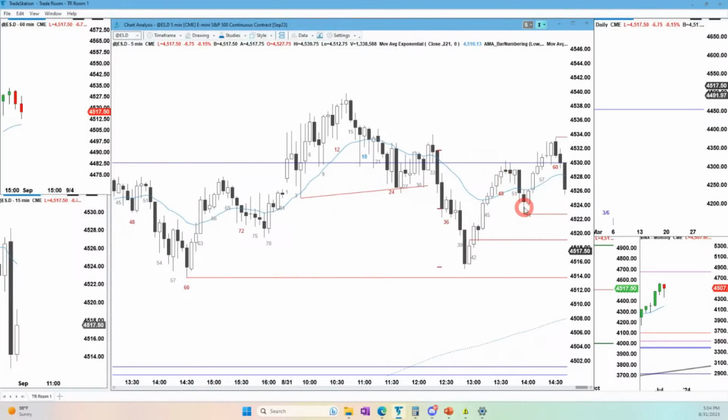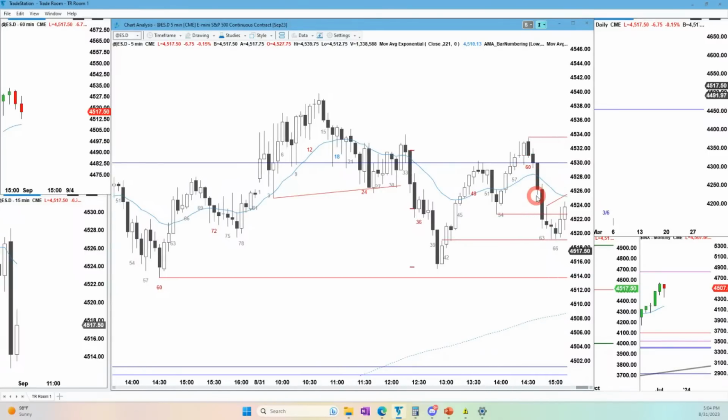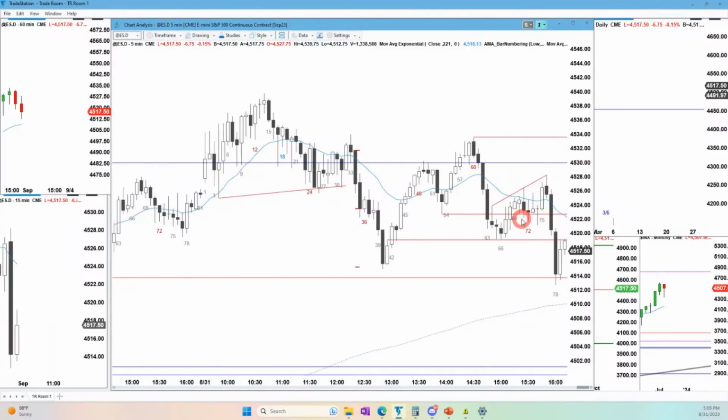So buyers below scaling in lower. I thought buyers below 58 and that's pretty much it for limit order trading. Maybe buyers below 71, buyers below 73, but probably sellers somewhere above.